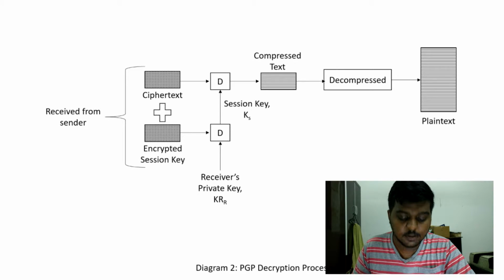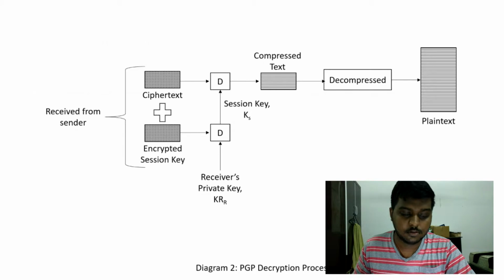Next will be how the decryption process works. The decryption process is the inverse of how the encryption process worked. The message received from the sender consists of the ciphertext and the encrypted session key. First, the encrypted session key is decrypted using the receiver's private key, which only they themselves hold. This gives them the session key, which they use to decrypt the ciphertext and obtain the compressed text. The compressed text is then decompressed to get the plain text.